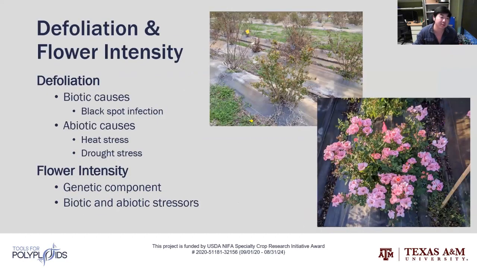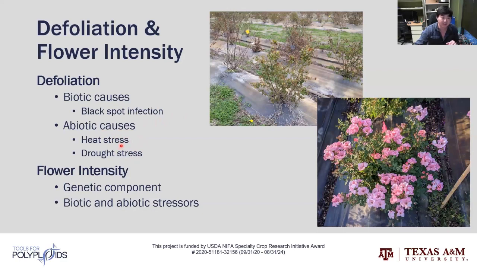Other traits that we look at routinely are defoliation and flower intensity, and these are more complex. These are traits that are a lot of times regulated by many genetic factors, and they can be caused by a lot of different causes. So for instance, defoliation, that you can see here, these plants back here that don't have anything, they look like sticks. It can be caused by biotic causes, so it could be fungal pathogens that cause the defoliation. It can be abiotic causes like heat stress, drought stress, salinity stress.